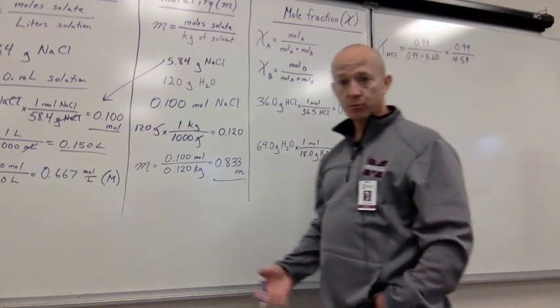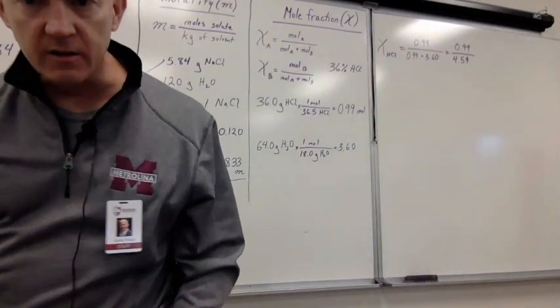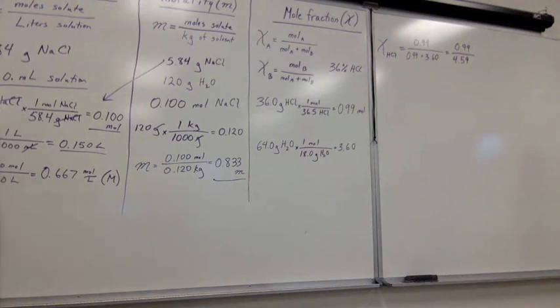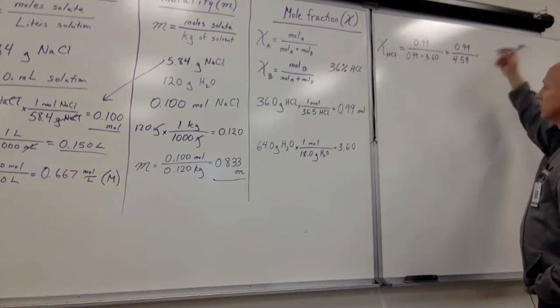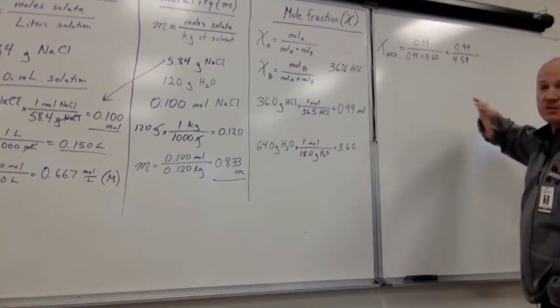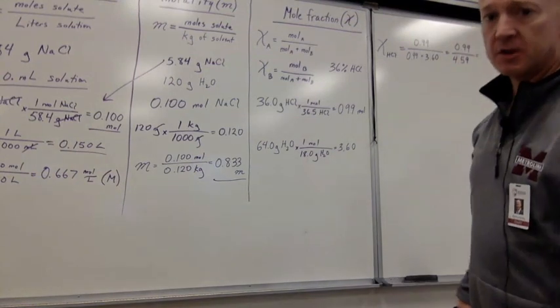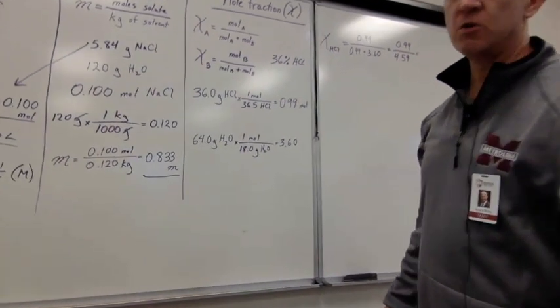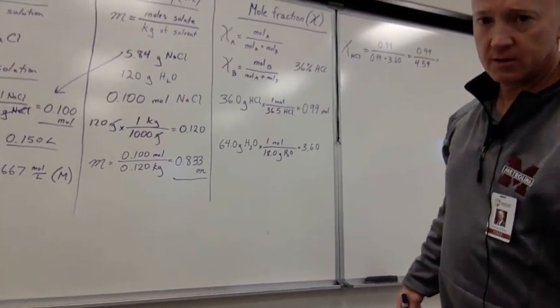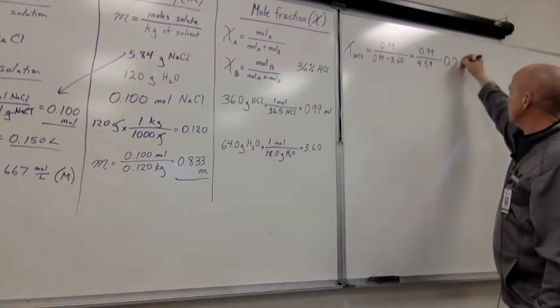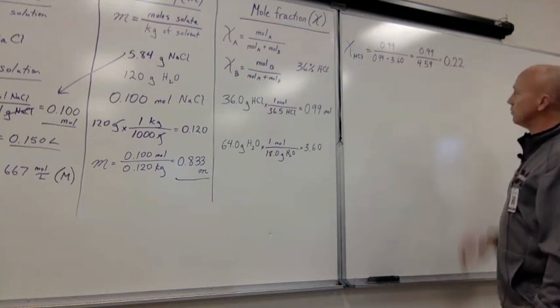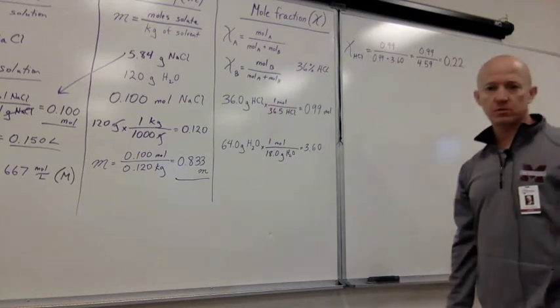Okay, 0.99. Can you see that okay? 0.99 divided by 4.59. All right, so that's going to give us what we call dimensionless. Simply put, there are no units involved with this, okay? So the answer is just 0.22.